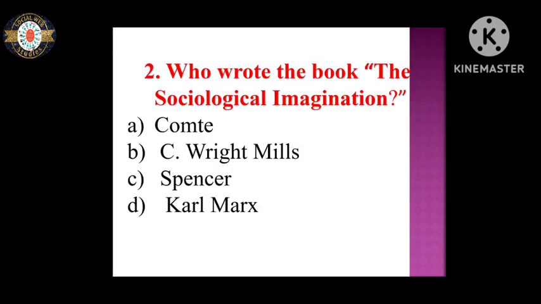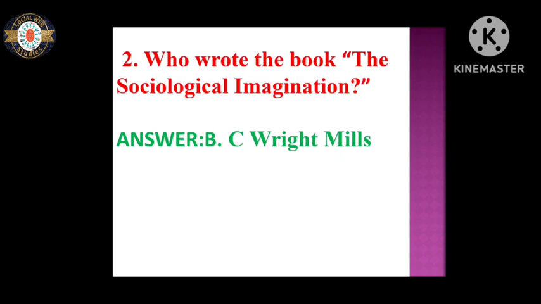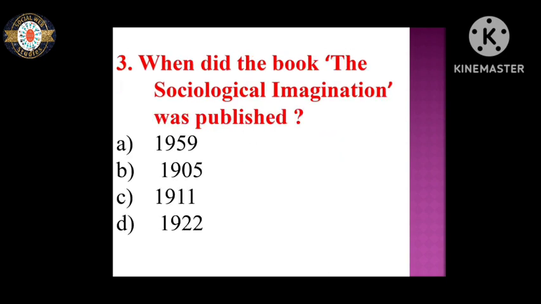Another question is, who wrote the book Sociological Imagination? Option A, Comte. Option B, C. Wright Mills. Option C, Spencer. Option D, Karl Marx. Right answer of this question is option B, C. Wright Mills.